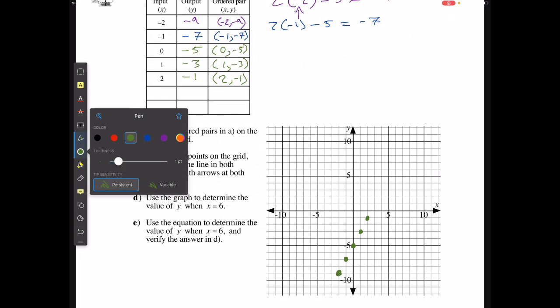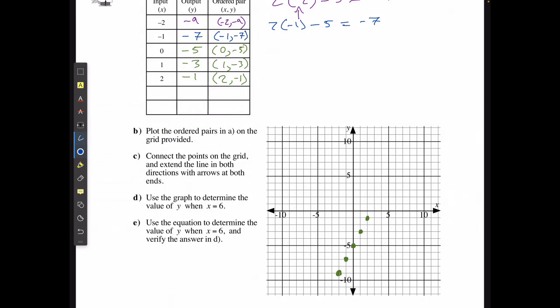I'm going to connect these points, and if I'm being careful about it or using a ruler, when I extend them, it should connect out like this. And I'm going to include arrows to say that it could keep going up and to the right, it could keep going down to the left.